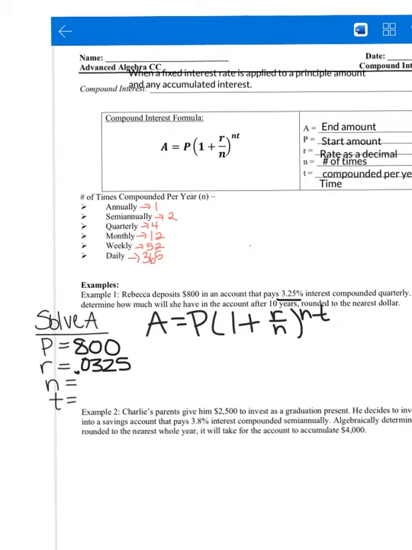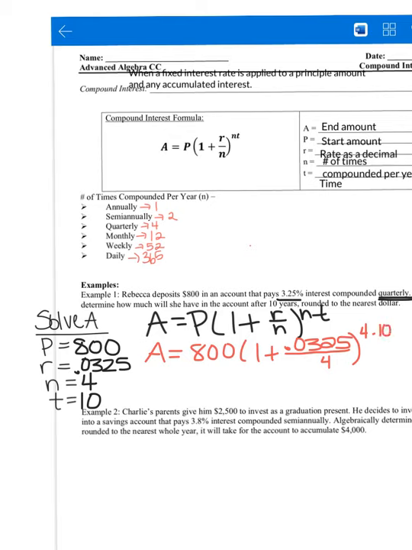And it says that it's 3.25% interest compounded quarterly. If it's being compounded quarterly, that means 4 times a year, she is going to see an increase in her account from the interest. And we want to know how much money she's going to have in the account after 10 years. So T is 10. Okay, so I plug all of this in. So this is now A equals 800 times 1 plus 0.0325 divided by 4 raised to the, again, 4 times 10.